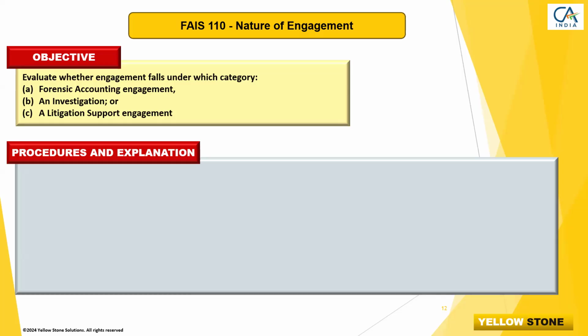Moving to the first one, the nature of engagement. Here, in simple terms, the engagement needs to be classified as a forensic accounting engagement, an investigation, or a litigation support engagement. As I mentioned, this is just to bucket it from the larger picture. They've put it into three buckets and tried to explain how each one falls under it, and what the base and rationale will be.